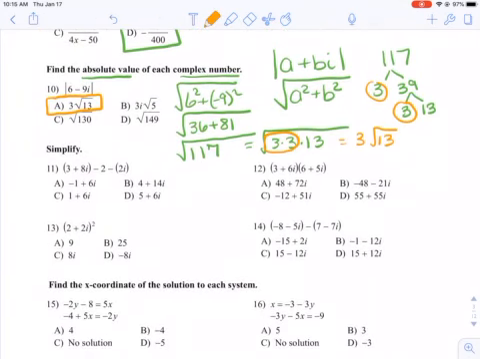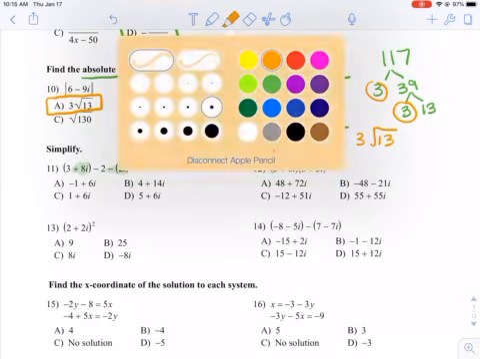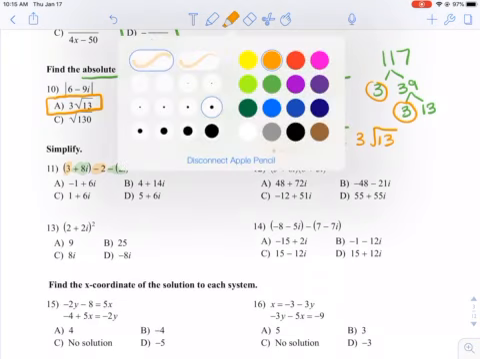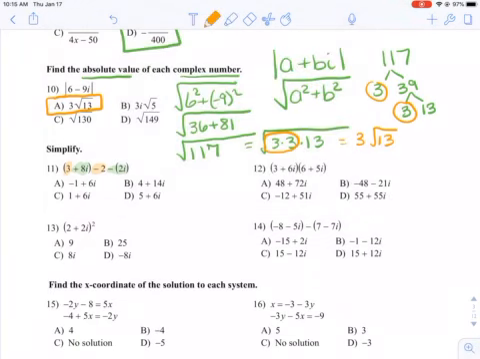When you simplify these, you're just combining like terms. So you can see that this is a like term with this, and this is a like term with this. So we're going to end up with 1 plus 6i.